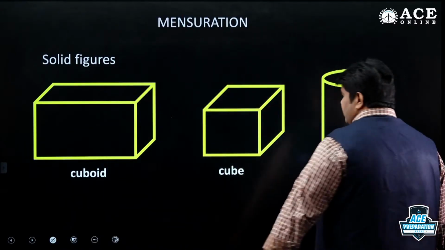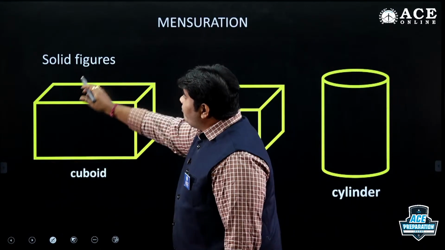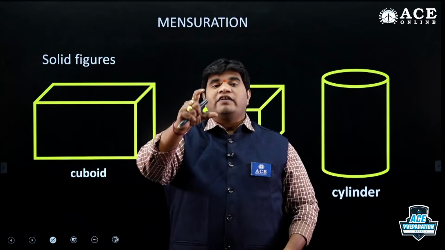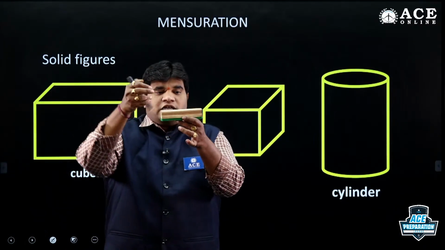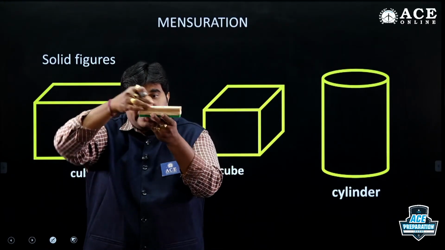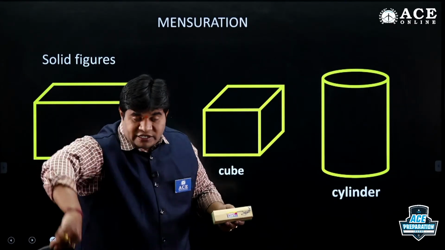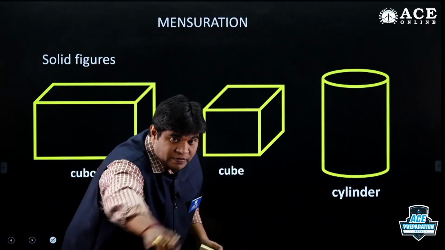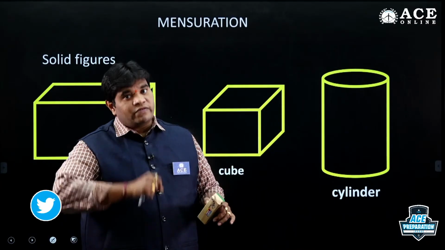Cuboid, cube and cylinder. These three figures have a base, one plane figure, and a top, one plane figure. Join these two plane figures, and we get one solid figure. These three figures have the same rule. Observe here, duster. The top is a rectangle, the bottom is also a rectangle. Join the edges, we get the cuboid. The base is a square, the top is a square, join the edges, we get the cube. The bottom is a circle, the top is a circle, we get the cylinder. For these three diagrams, we have some common formulas.